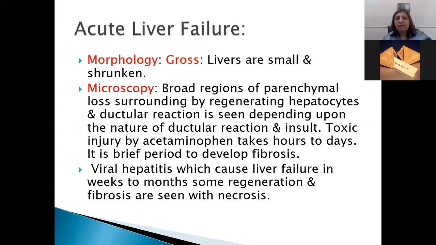So this means that whenever there is acute liver failure, large areas of hepatocytes will show degeneration. And in the surrounding tissue, you can see regenerating hepatocytes, because the liver has a capacity of regenerating itself whenever there is a liver injury. But regeneration is not going to be as marked as compared to necrosis of the hepatocytes. So this can lead to liver failure in later stages.